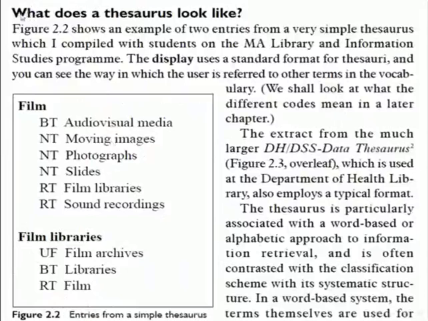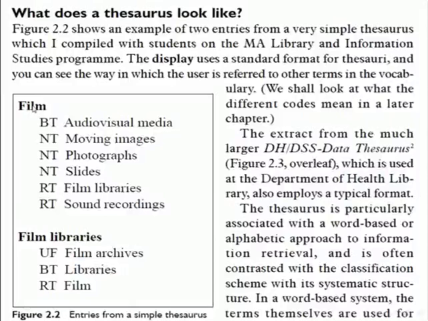Now a question here which needs an answer, and you find it in the exercise page, inshallah. What does a thesaurus look like? Now let's look for an answer for this question on this page. Figure 2.2, adopted from the thesaurus, shows an example of two entries from a very simple thesaurus. This is how a thesaurus book or dictionary looks.